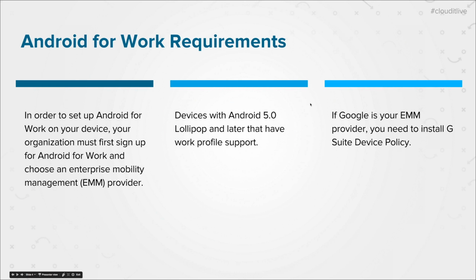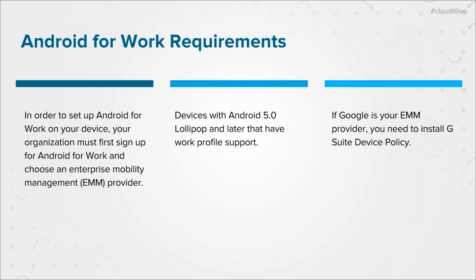So jumping right into it, Android for Work requirements. In order to set up Android for Work on your device, your organization must sign up for Android for Work and choose an enterprise mobility management provider, EMM provider. Now, the good thing about Android for Work is you can use it with MobileIron, you can use it with AirWatch, you can use it with several EMM providers out there, and it can tie into their system as well. Also, you can use it with Google if you don't have a bigger MDM product that you're currently using.